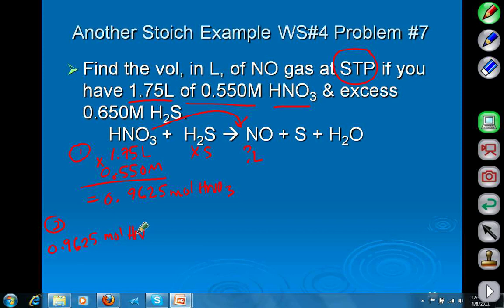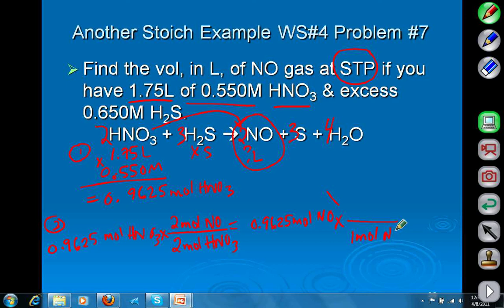Now my second step is the mole ratio. I'm going to rewrite this number, 0.9625 moles HNO3. For the mole ratio, is it a balanced equation? It is not. We need 2, we need 3, we need 2, we need 3, and we need 4. That was a wicked one. So there are 2 moles of HNO3 for 2 moles of NO. Oh, it's a 1:1 ratio. That's a beautiful thing. So that's the same number, 0.9625 moles of NO.